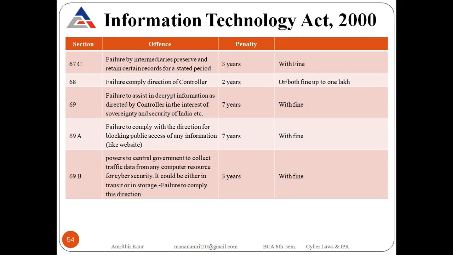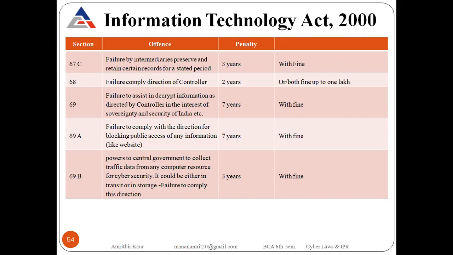Then section number 69, failure to assist in decrypting information as directed by the controller in the interest of sovereignty and security of India. For example, if there is any failure in decryption and encryption by an organization, then the penalty is 7 years imprisonment with fine.